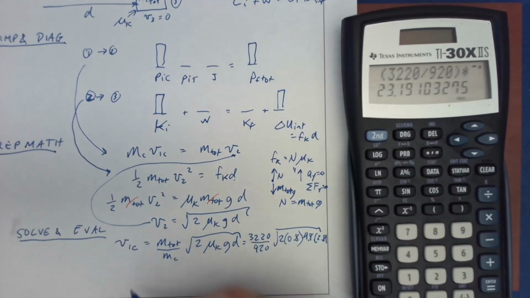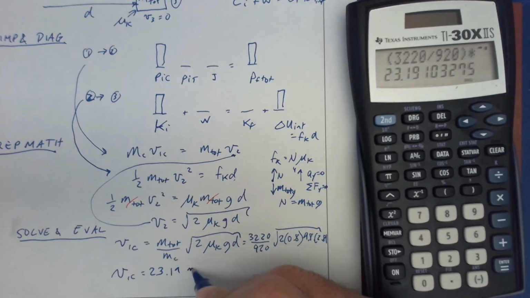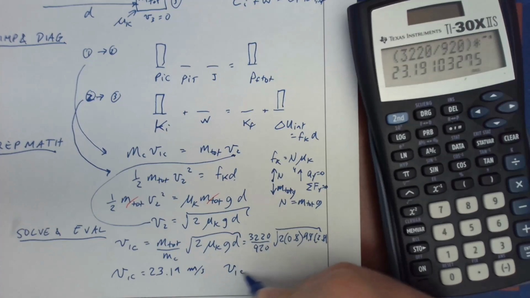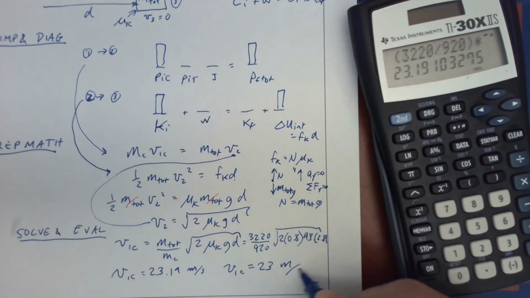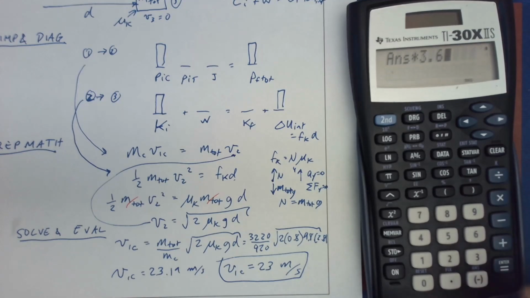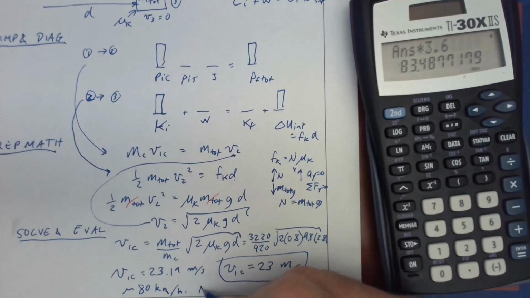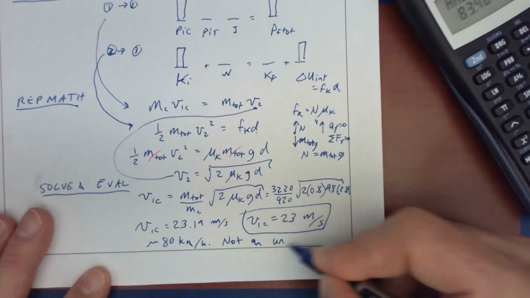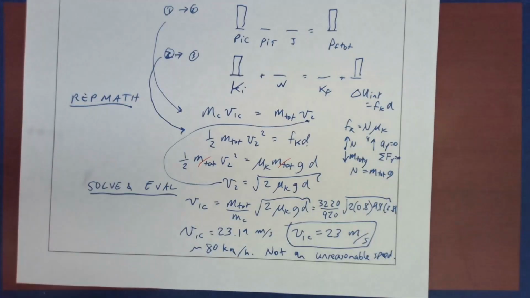I get V1 of the car is equal to 23.19, and that's meters per second. So the initial speed of the sports car was 23 meters per second. And if you multiply by 3.6, that's around 80 kilometers per hour. Not an unreasonable speed. A bit fast, being crashing, but that's why they slide so far. And that is it.